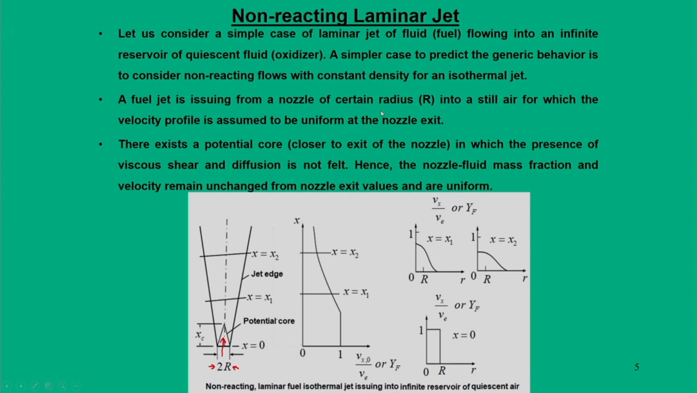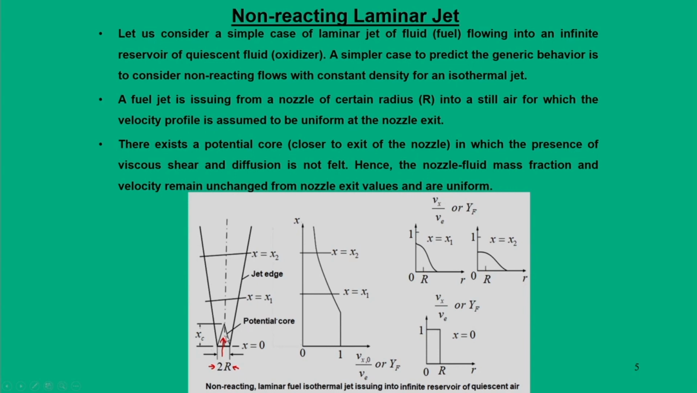So, a fuel jet comes from a nozzle of radius r and enters into still air, and the velocity profile is assumed to be uniform at the nozzle exit. This is one assumption we are making: at the nozzle exit, that is at x equal to 0, the velocity profile is uniform. Now when the jet comes out, we will have a potential core, and that potential core lasts for a distance x c. This is nothing but an initial cone, and the tip of this cone is the axial distance x c from the exit of the nozzle.